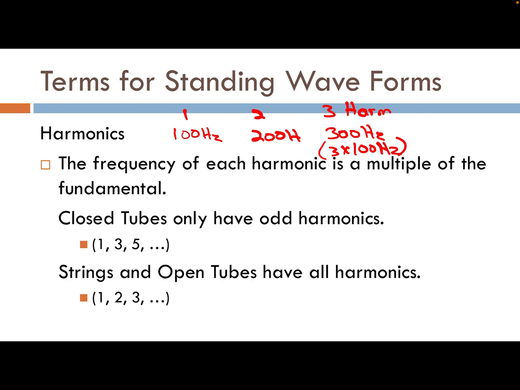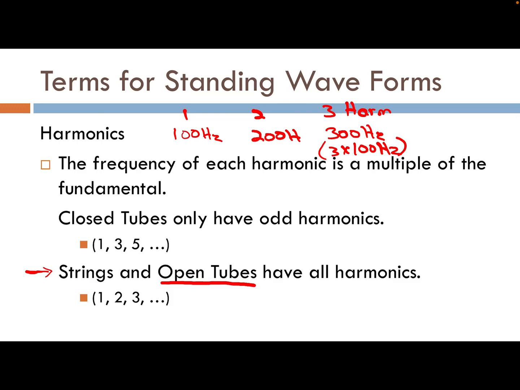Okay, so I think that should make sense based on what we've talked about already. What we're going to do is differentiate those into strings that we've already talked about, and open tubes, which we're going to add. Open tubes have the same wave numbers as strings do, so when we talk about that, that should be pretty okay.